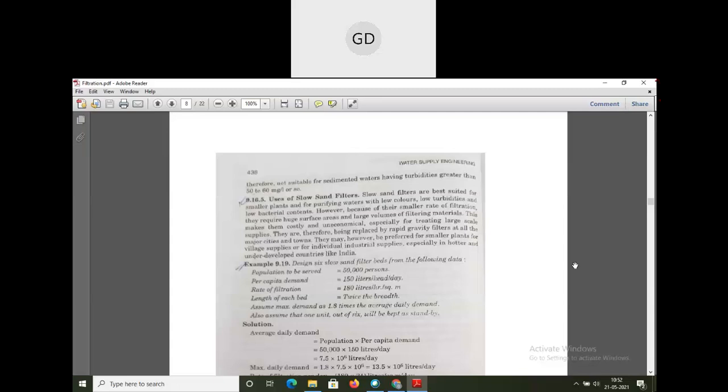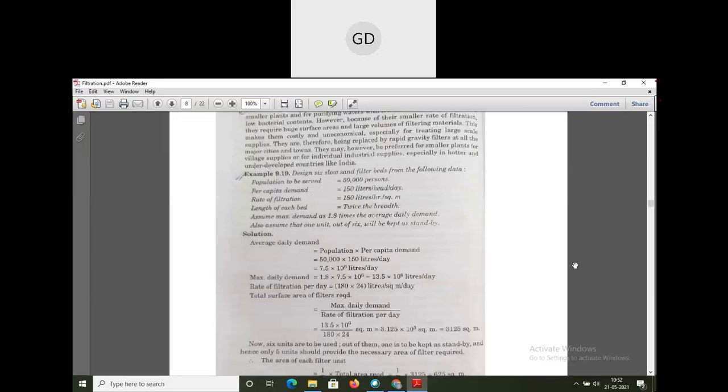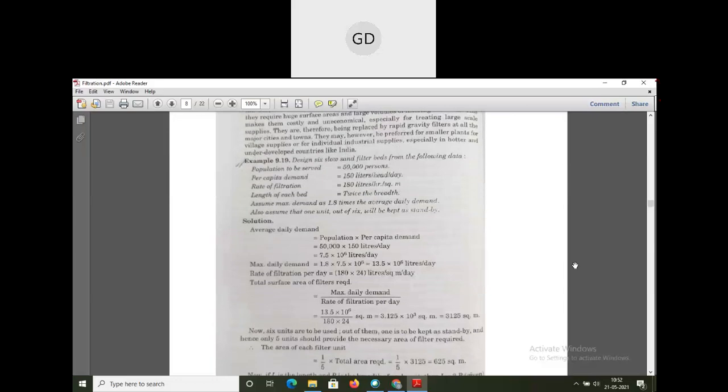Okay, so now we are coming to the numerical related to slow sand filters. Before doing this numerical, I would suggest that after the class you go through the constructional details of the slow sand filter. It might help, as one or two values might be needed.